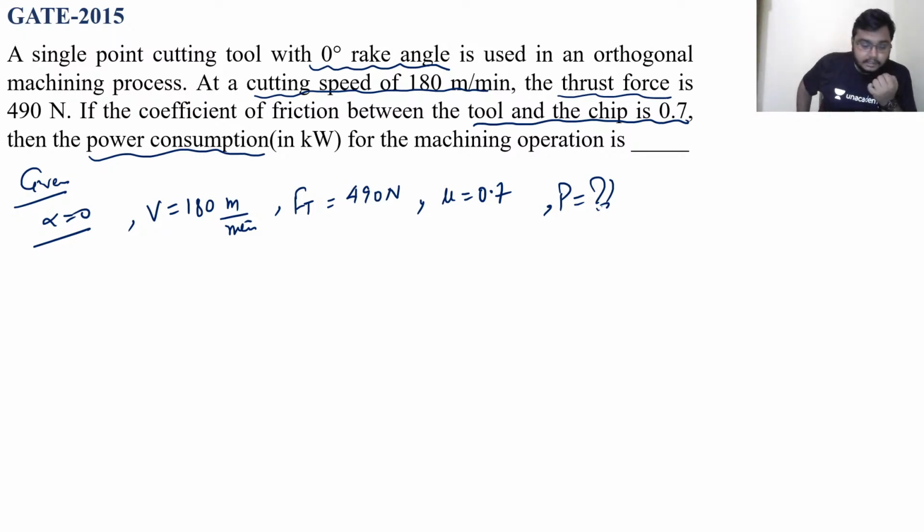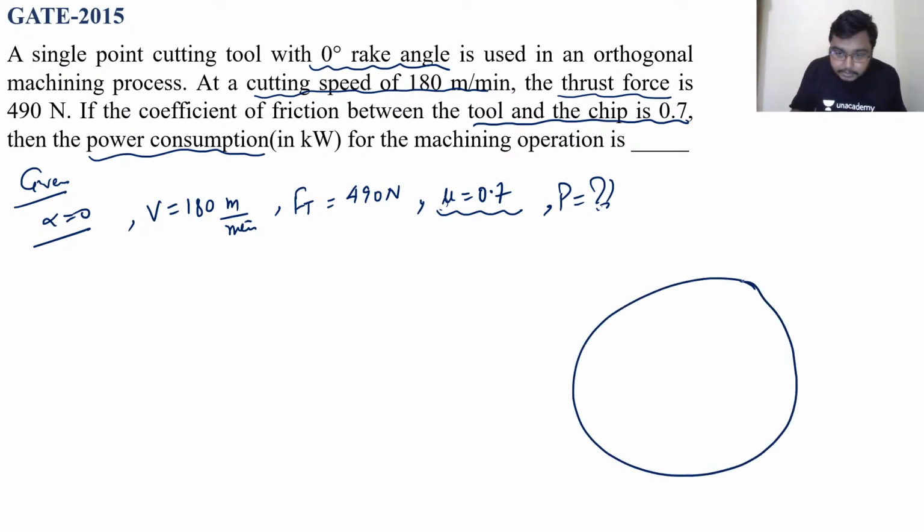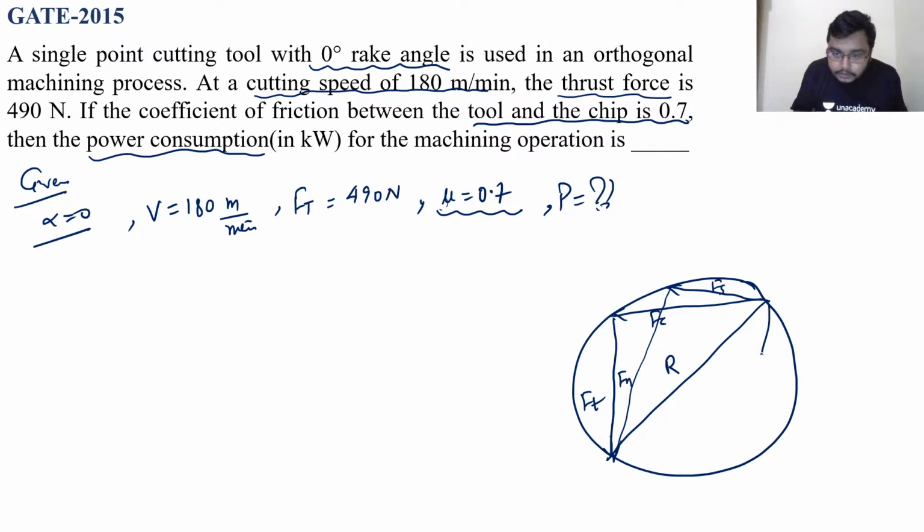बन नहीं रहा या समझ में नहीं आ रहा? Mu जो है 0.7 है सर। अच्छा, मर्चेंट सर्कल अगर आपके दिमाग में रहेगा, तड़ से आप मर्चेंट सर्कल बना लीजिए। सबसे पहले, this is your R, this is your FC, this is your FT, this is your FS, this is your FN, this is your F, and this is your N. So this is the merchant circle. Very fast, just draw the merchant circle.